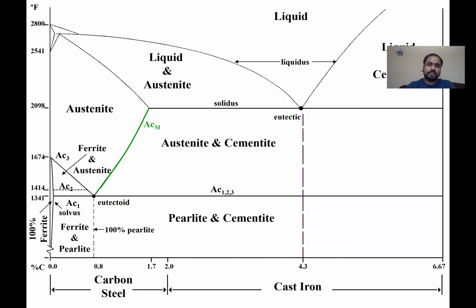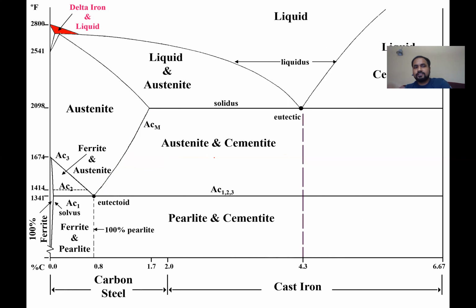And then there's another line, ACM, which basically shows you the separation of austenite from the austenite and cementite phase. You might come across these terms in the text, and that's why understanding this is really important. These lines basically come from French words. I don't know exactly, but I think A stands for arrêt, which means temperature arrest or something like that. So that's where these lines come into existence.